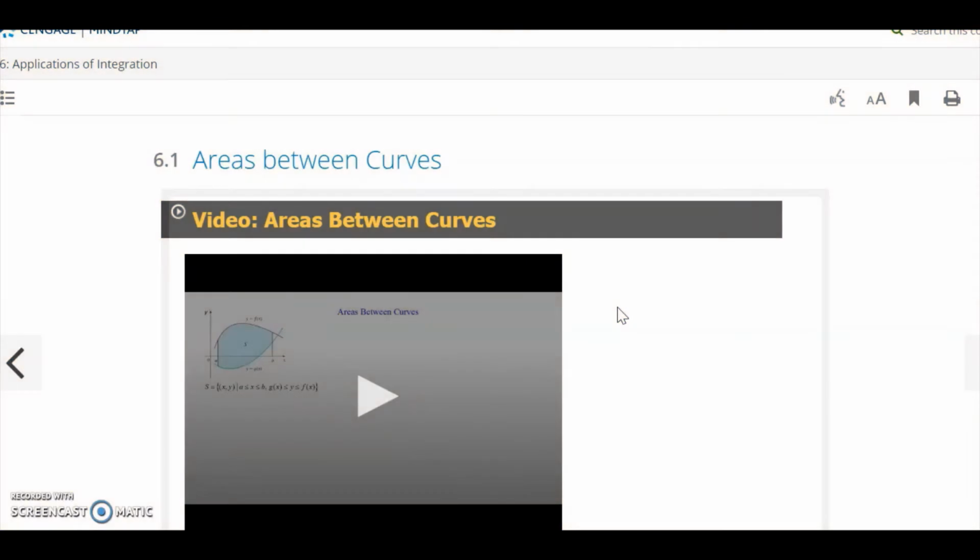And today we're going to be talking about chapter 6. So we just finished chapter 5, and now we're moving on to chapter 6, section 1, and it's going to be the area between curves.